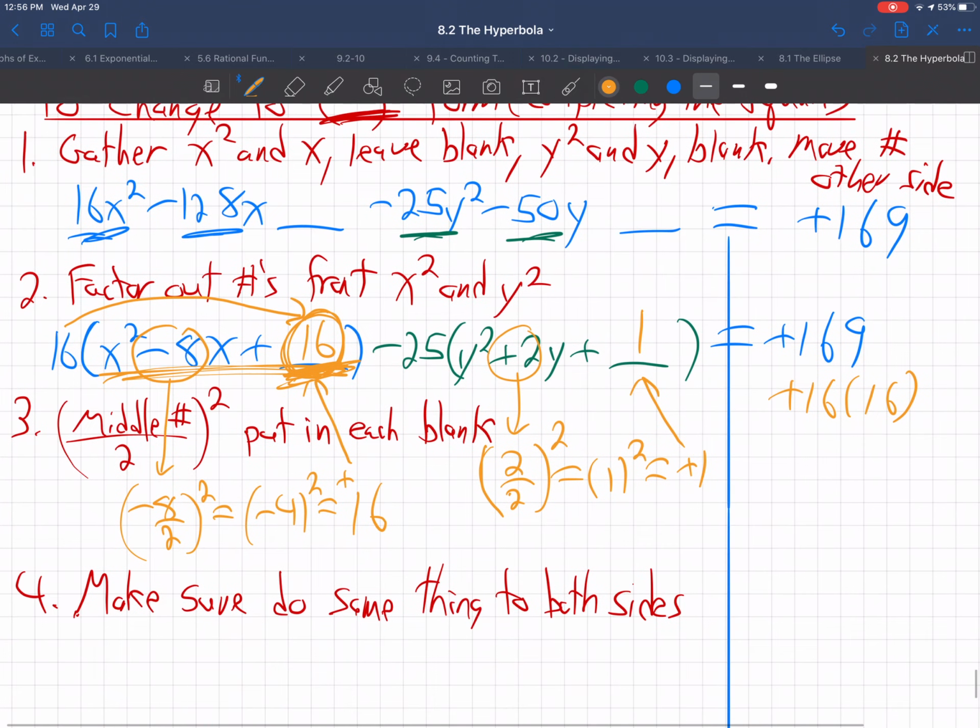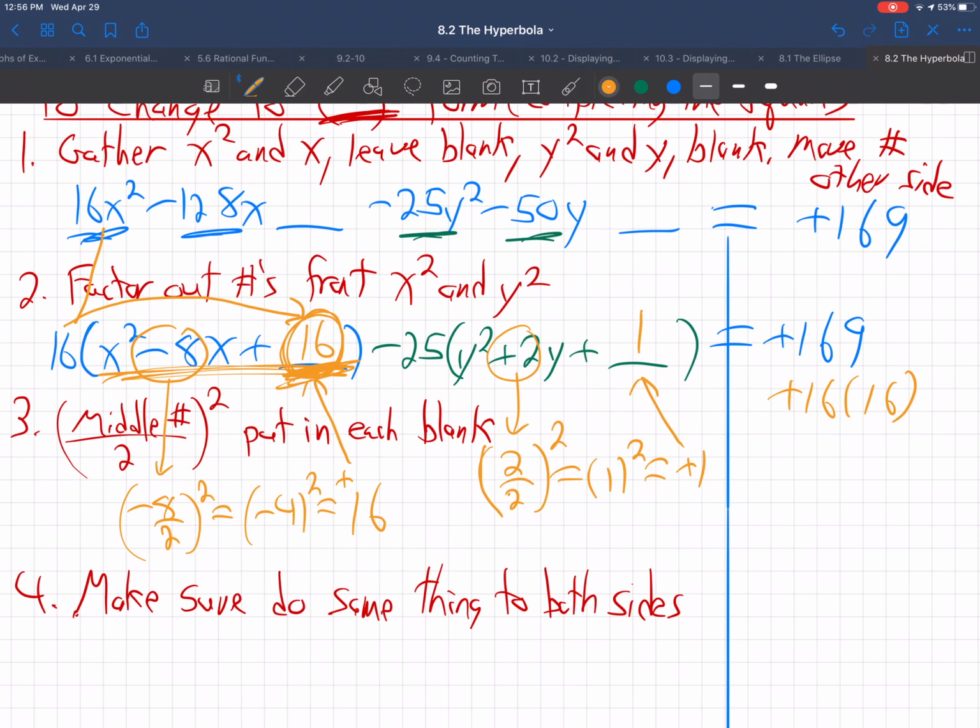You might say, well, we made a lot of changes. Why did we? No. This right here is just factoring. That didn't really change the left. If I was to multiply 16 times x squared or 16 times 8, it would go right back to this. We didn't change anything. But when we put this 16 in, that's new. That changes the left side.